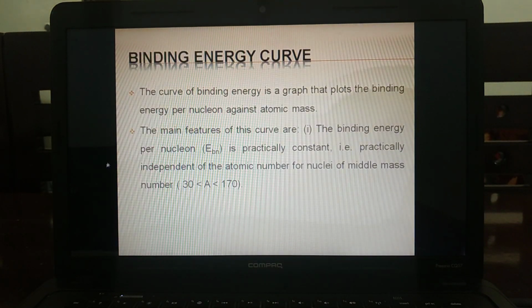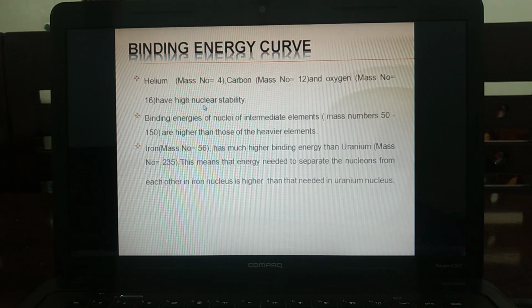Binding energy curve. The main feature of this curve is that the binding energy per nucleon is practically constant. Binding energies of the nuclei of intermediate elements with a mass number of 50 to 150 are higher than those of the heavier elements.